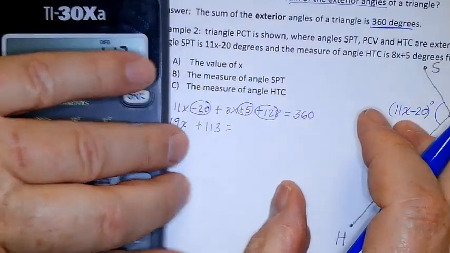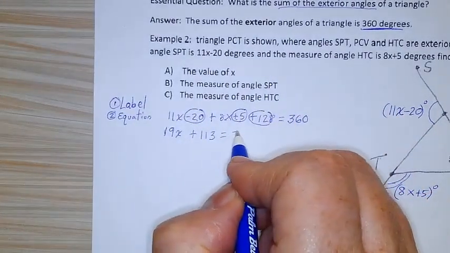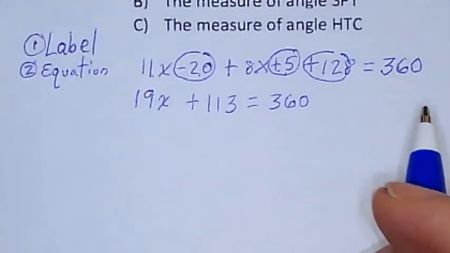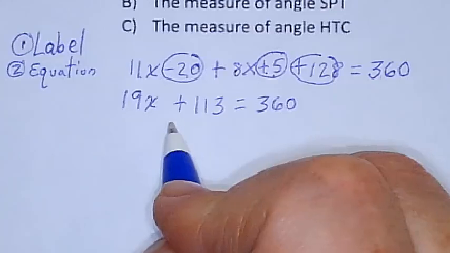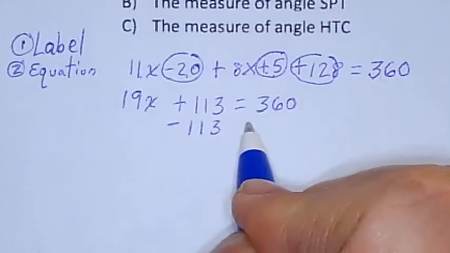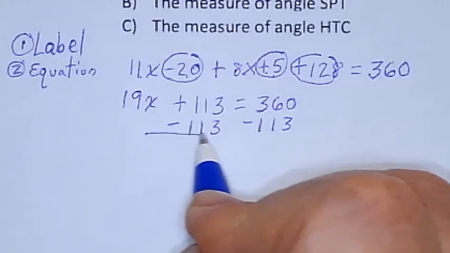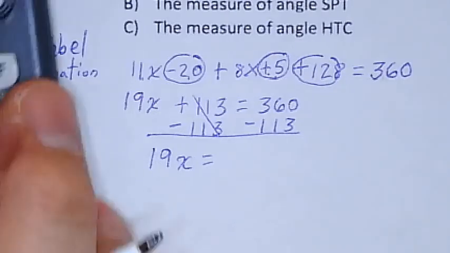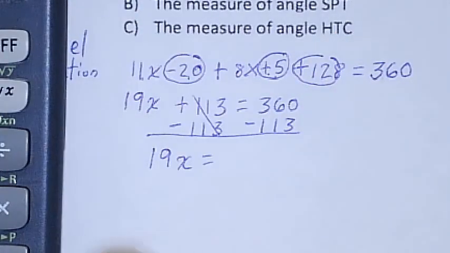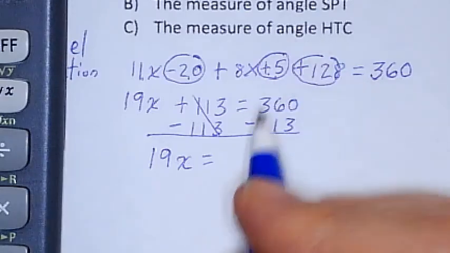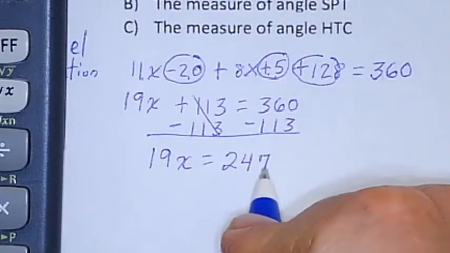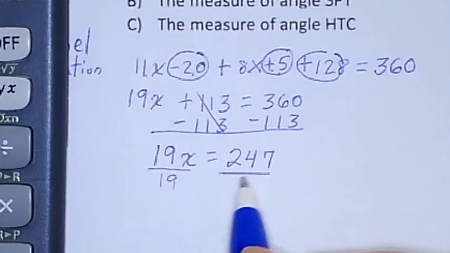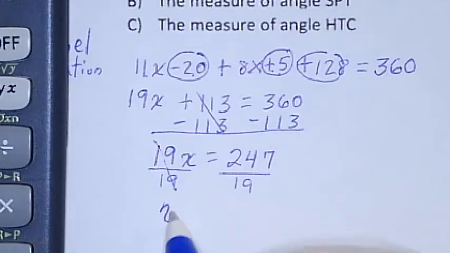It's still set equal to 360. And you kids are better at solving than most of us teachers, so you minus 113 from both sides. So that's 19x equals 360 minus 113, which is 247. Then you divide both sides by 19, so x ends up being 13.